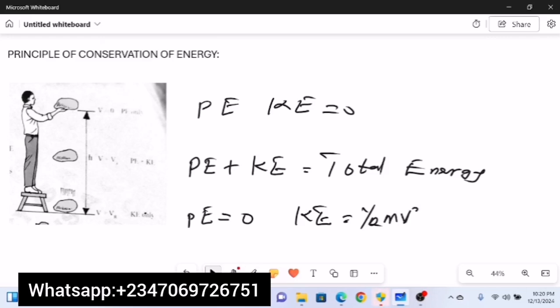So you see how this energy has transformed. First, it was potential energy with kinetic energy 0, and then next it transformed into both potential and kinetic energy. Next it transformed into what? Only kinetic energy. In all of these, energy has been transformed from one form to another, but it is simply conserved. So this is the principle of conservation of energy as well as energy transformation.